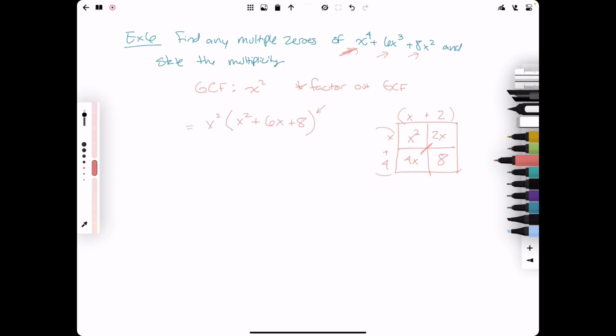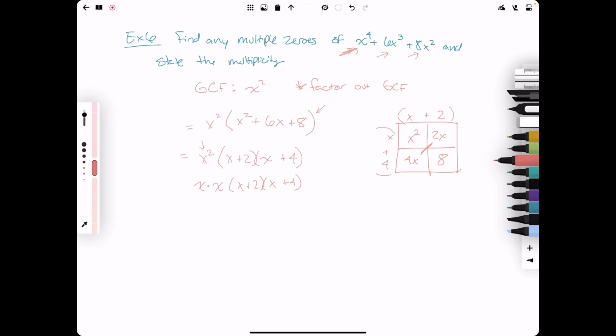So the total factored form would be x squared times x plus 2 times x plus 4. If it helps to see all of the zeros here, you can expand the x squared to be x times x. There's 2 factors there. Times x plus 2 times x plus 4.